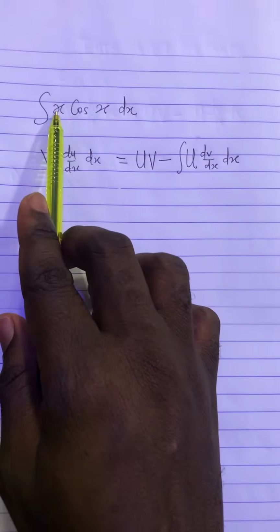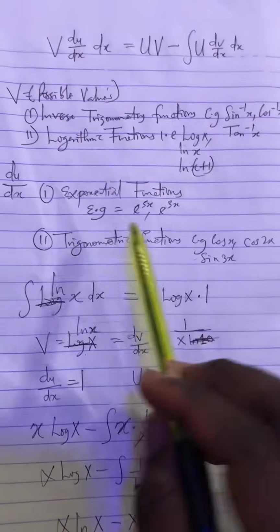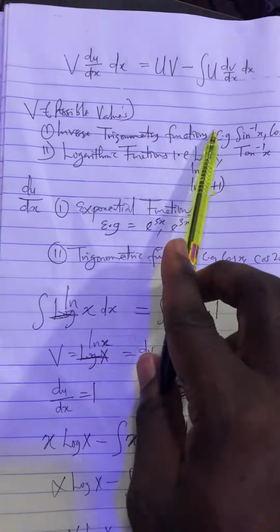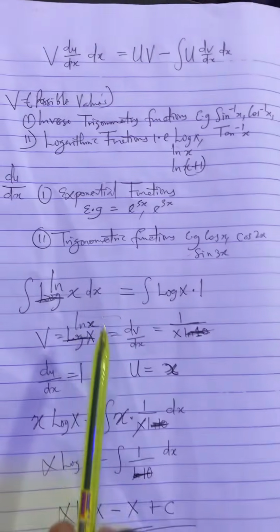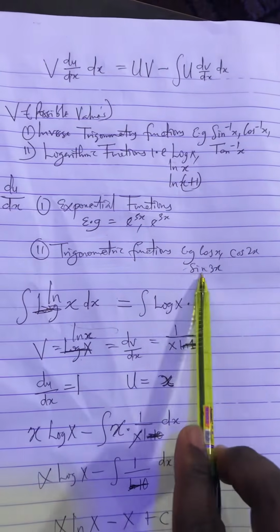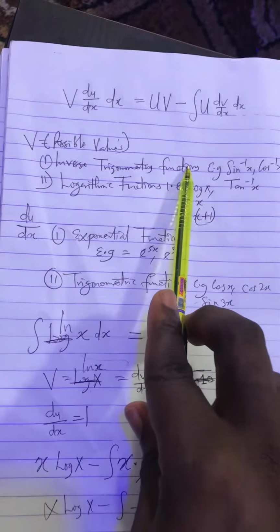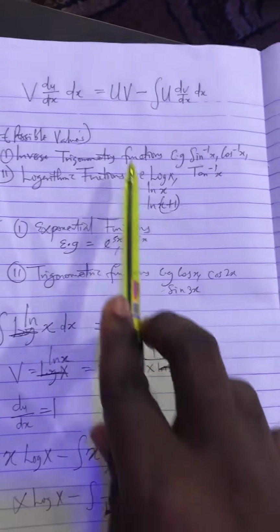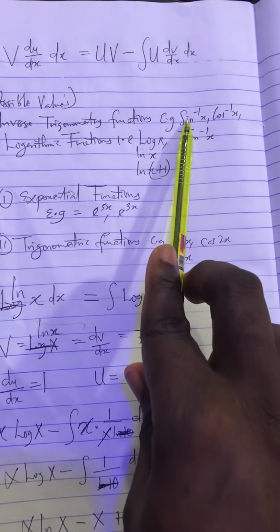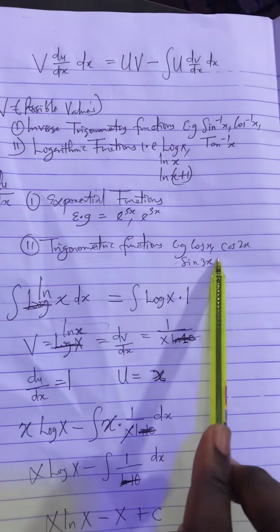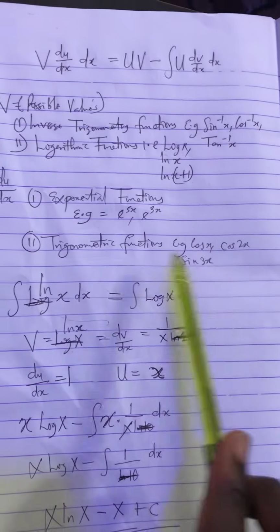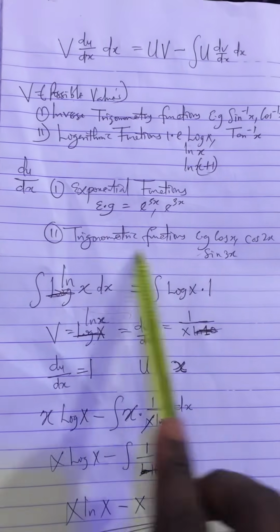Now remember I told you who we should call v and who we should call du/dx. Let me take you back to this page again to remind you that possible values of v should be inverse trigonometric functions and logarithmic functions. Possible values of du/dx should be exponential functions and trigonometric functions like cos x, cos 2x and sin 3x. Please do not confuse inverse trigonometric functions with normal trigonometric functions. Inverse ones are sine inverse of x, cos inverse of x, tan inverse of x. They contain inverse. But the normal trigonometric functions do not have inverse. This is just cos x, cos 2x, sin 3x. So the possible values of du/dx should be normal trigonometric functions.